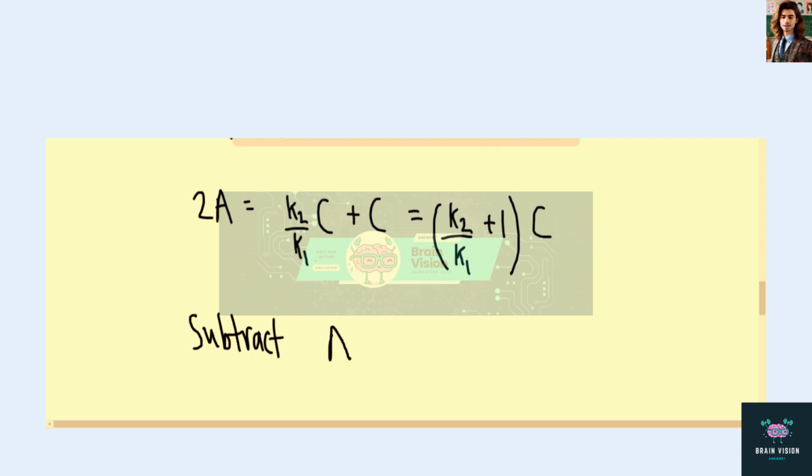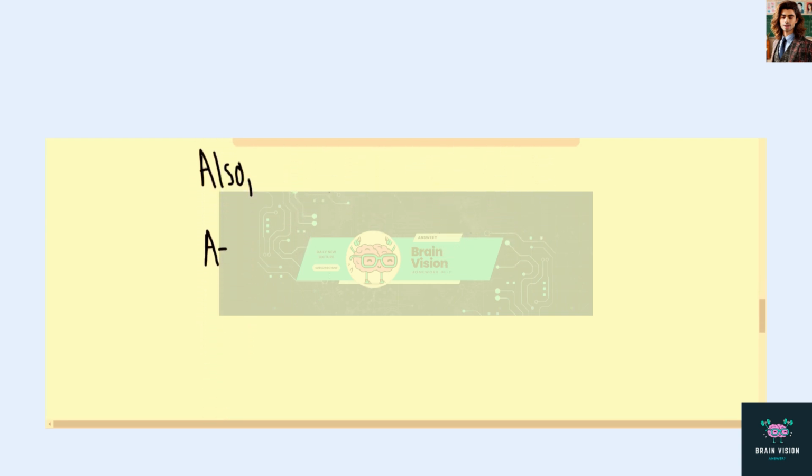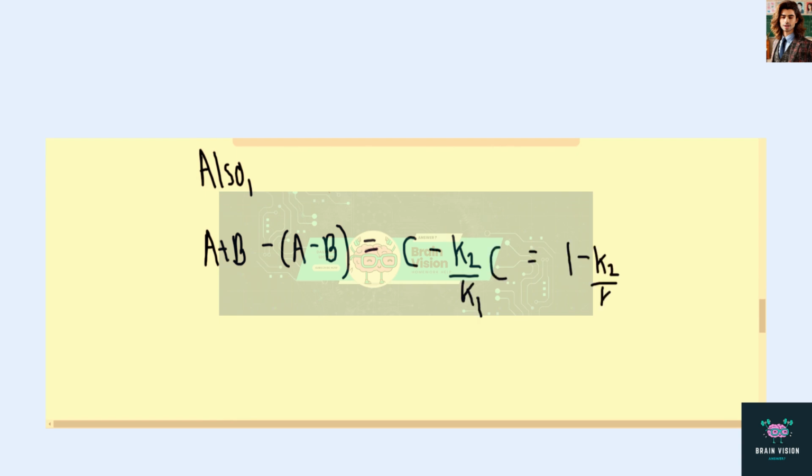Now, if I subtract the following way, you have to be specific in how you subtract because order matters with subtraction. If I do it this way, a plus b minus (a minus b), then I get c minus k2 over k1 c equals (1 minus k2 over k1) c. But that is actually equal to 2b.